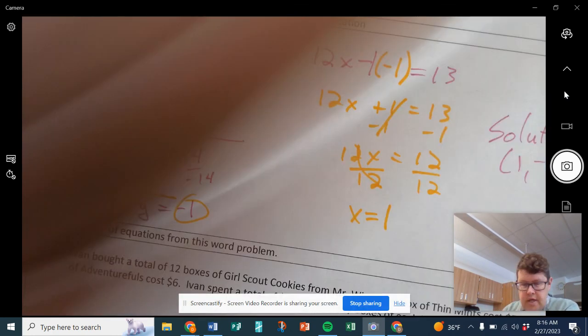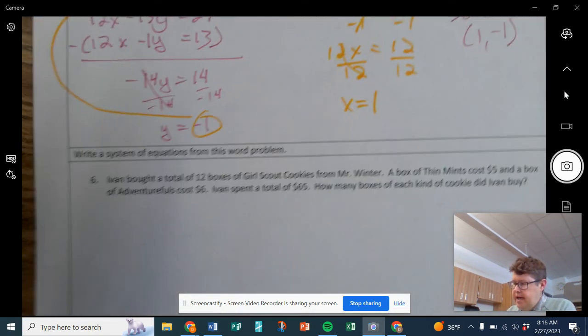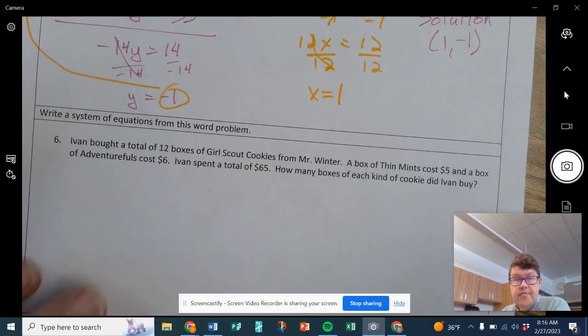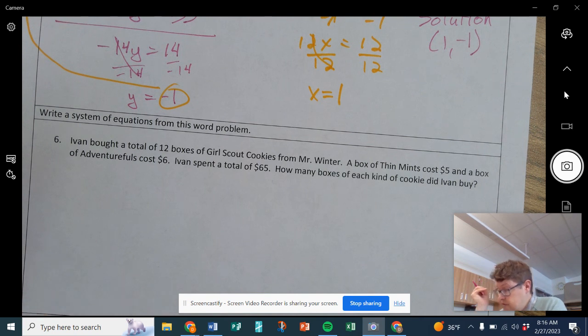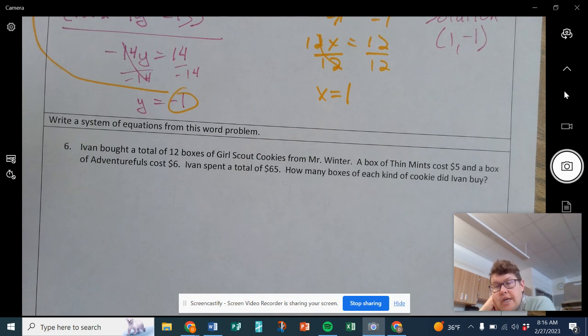Hey, look at that. Now for this last one, I'm just going to have you write the system of equations, not solve it. So we've got Ivan, who bought a total of 12 boxes of Girl Scout cookies for Mr. Winter. A box of Thin Mints costs 5, and a box of Adventurables costs 6. Ivan spent a total of $65. How many boxes of each kind of cookie did Ivan buy?